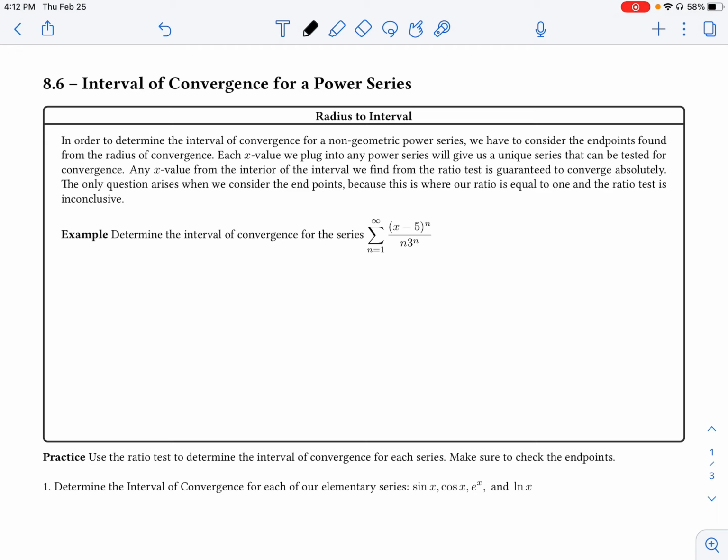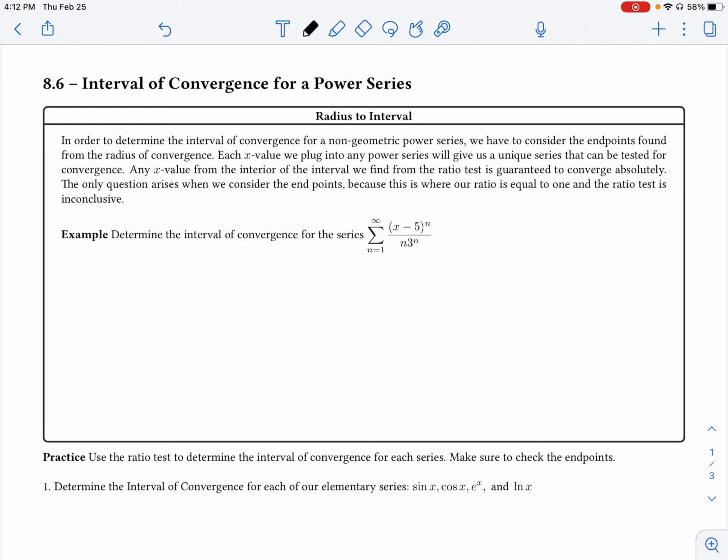We're still going to apply the ratio test to come up with our initial interval of convergence, but we're then just going to have to check the endpoints, find what happens when we plug in those values of x for our endpoints, and see, does my series converge at the specific endpoints?